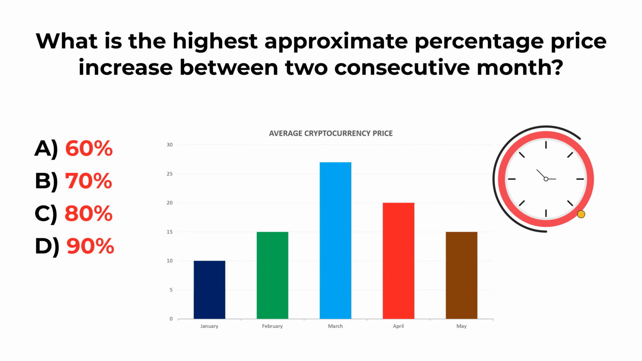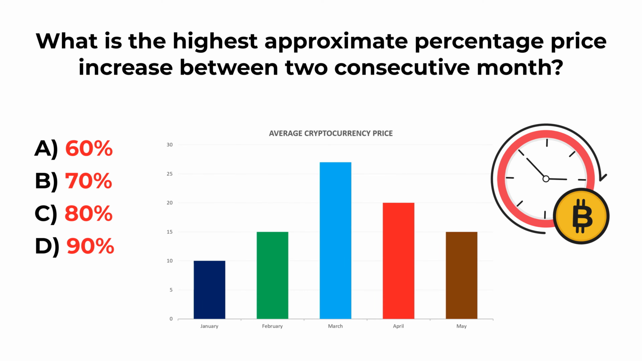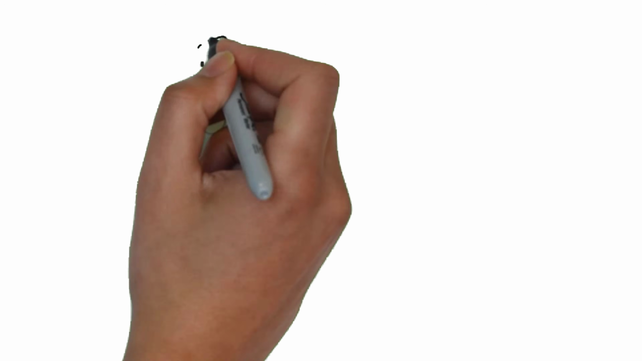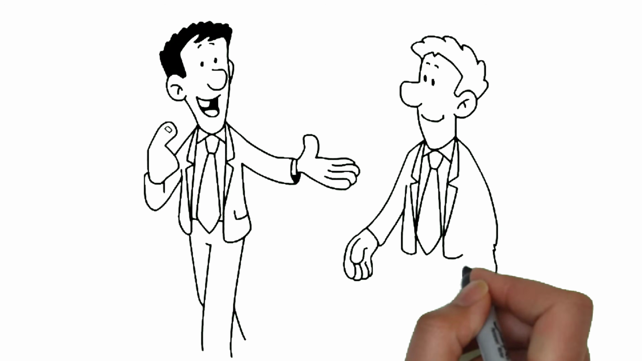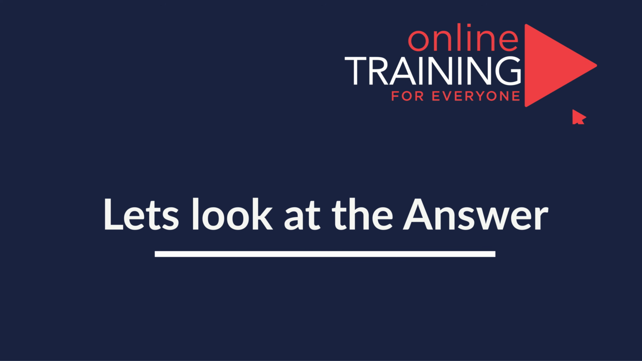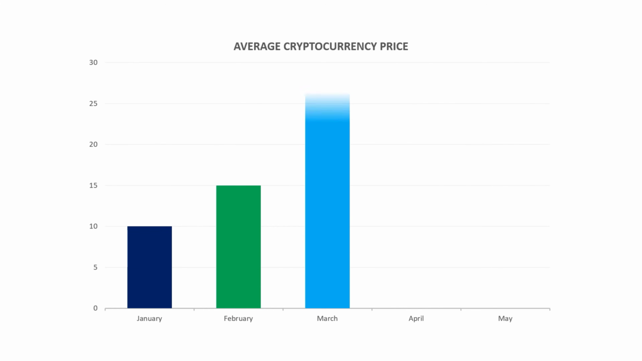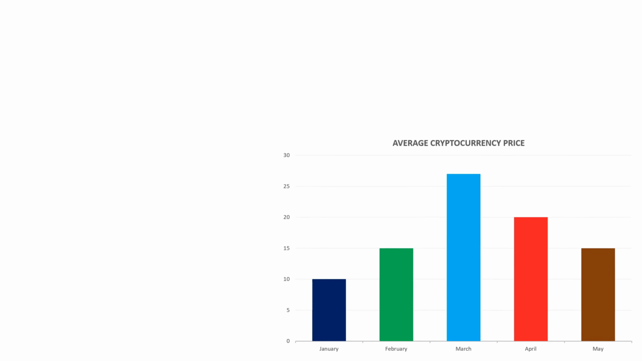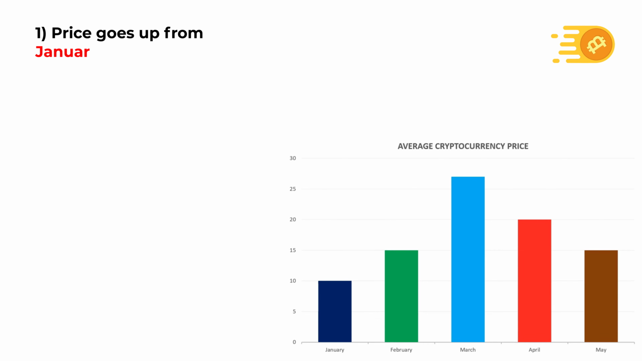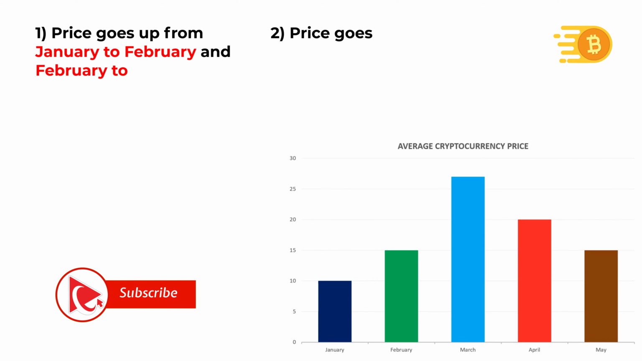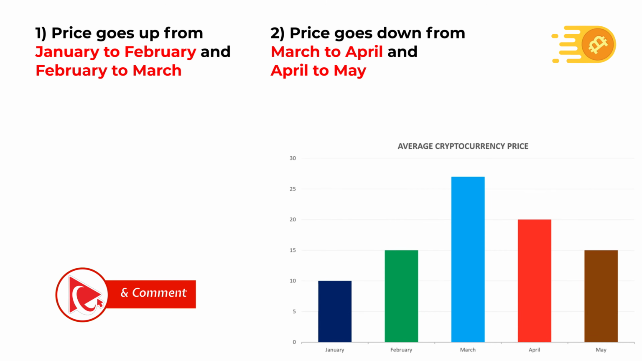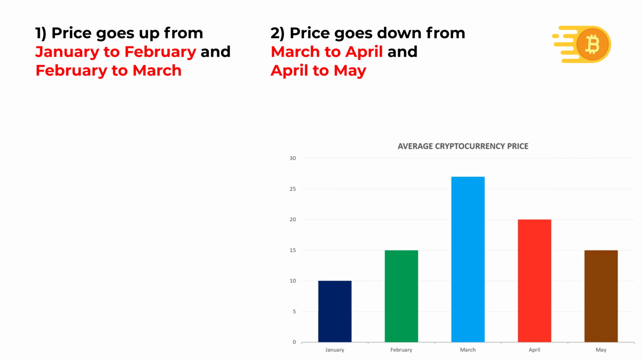Give yourself 10 to 15 seconds, maybe 20 to 30 seconds, depending how well you are with calculations. Did you figure it out? Let's go ahead and get to the correct solution together. In this challenge, we need to analyze the chart first. And there are only 2 consecutive months with price increases. Price goes up from January to February, and then from February to March. And price goes down from March to April, and price goes down from April to May as well.